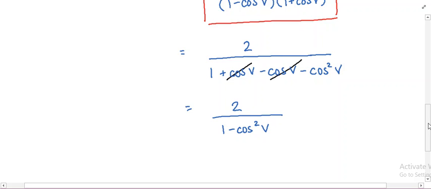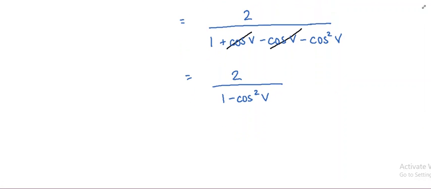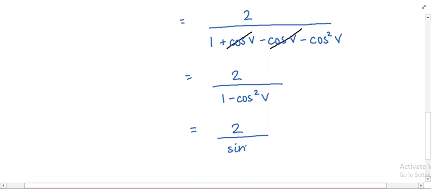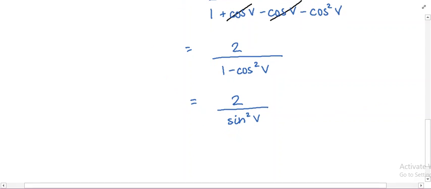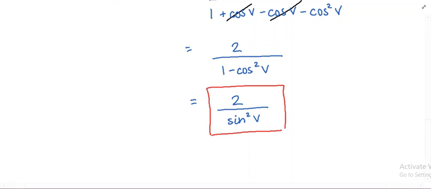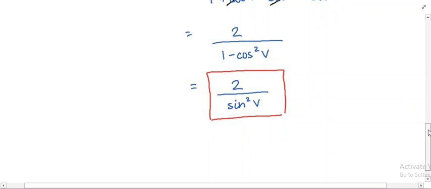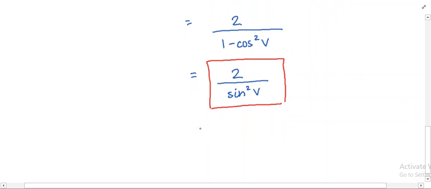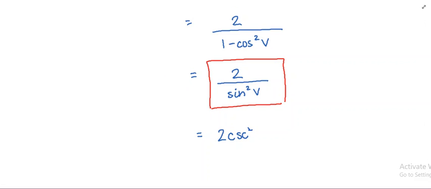You use your Pythagorean identity here in the denominator. This is going to be 2 over the sine squared of v. So you can stop there, or if you want to turn this into a cosecant, you can. I'm going to box this, saying this is acceptable. You want to go a step further, we know that 1 over sine squared is going to turn into cosecant squared. So this is also 2 cosecant squared of v.